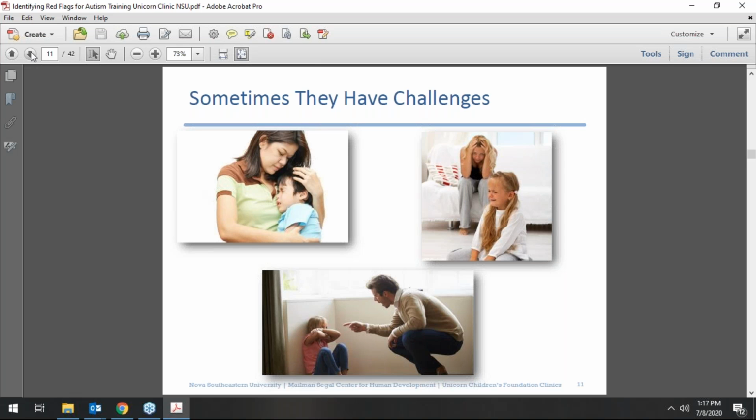And these individuals, sometimes they have challenges. As you see in these images, our children are experiencing big emotions from an early age, and this can be quite challenging for not only the child to manage, but now we have parents who are also managing their child's big feelings. And with these big feelings come new behaviors that we're trying to figure out and solve at the same time.